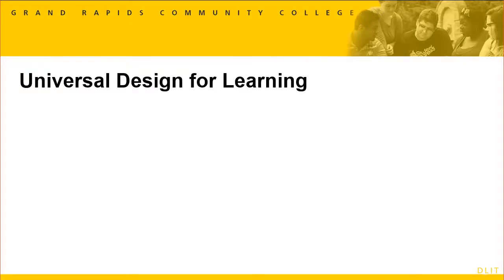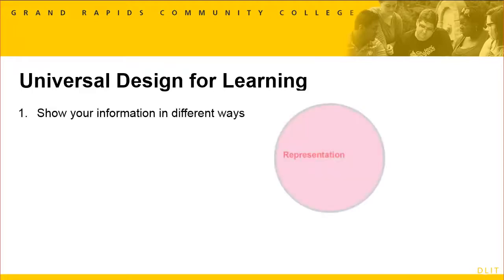Each include multiple ways of helping students to succeed. The first area is representation. Representation is the many different ways faculty show their information. These different ways may include lectures, discussions, readings, videos, handouts, or audiobooks, for example.